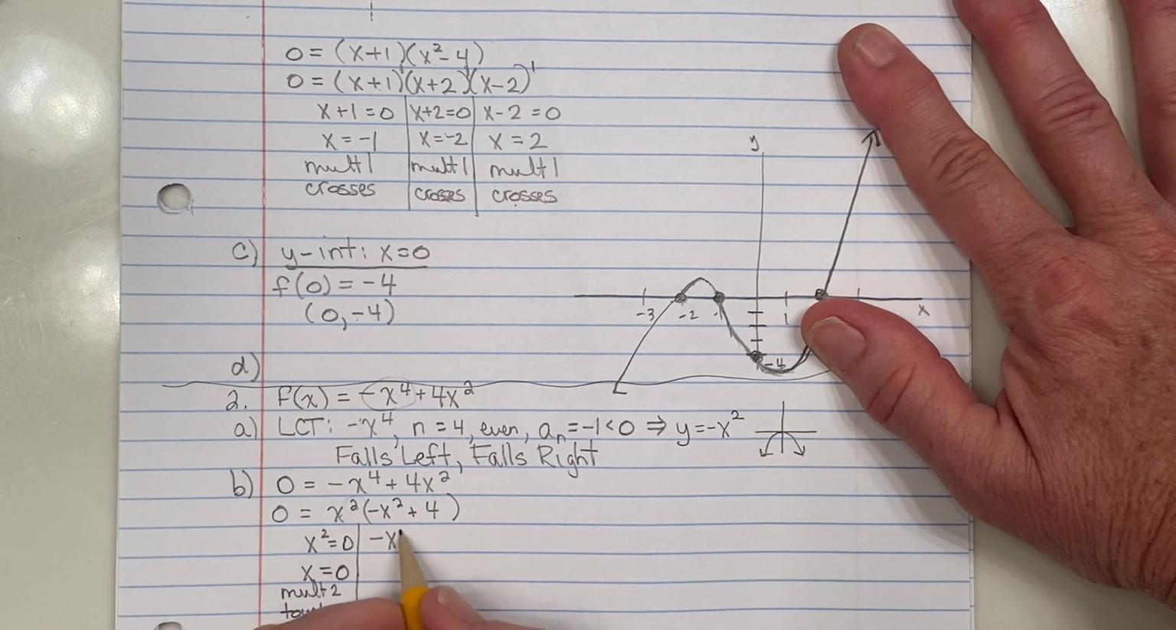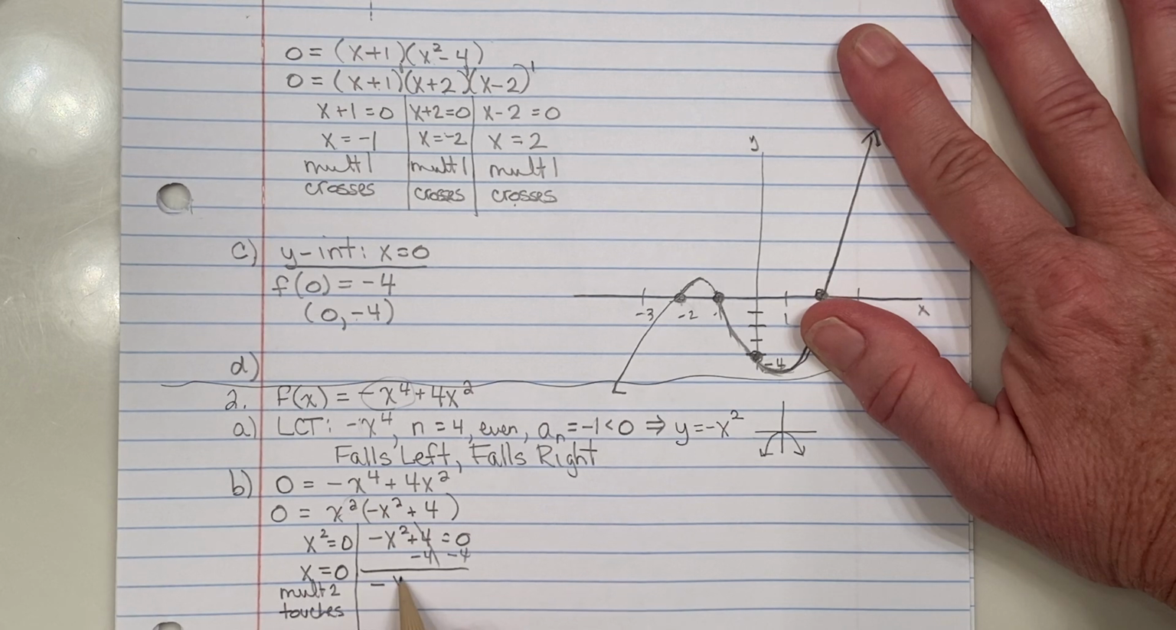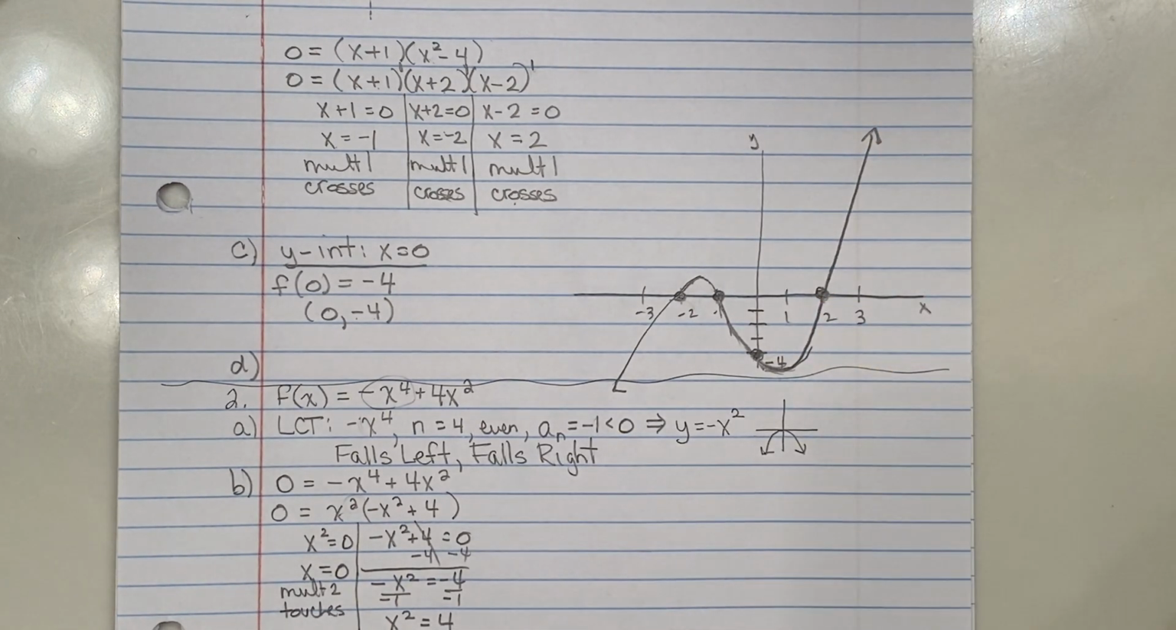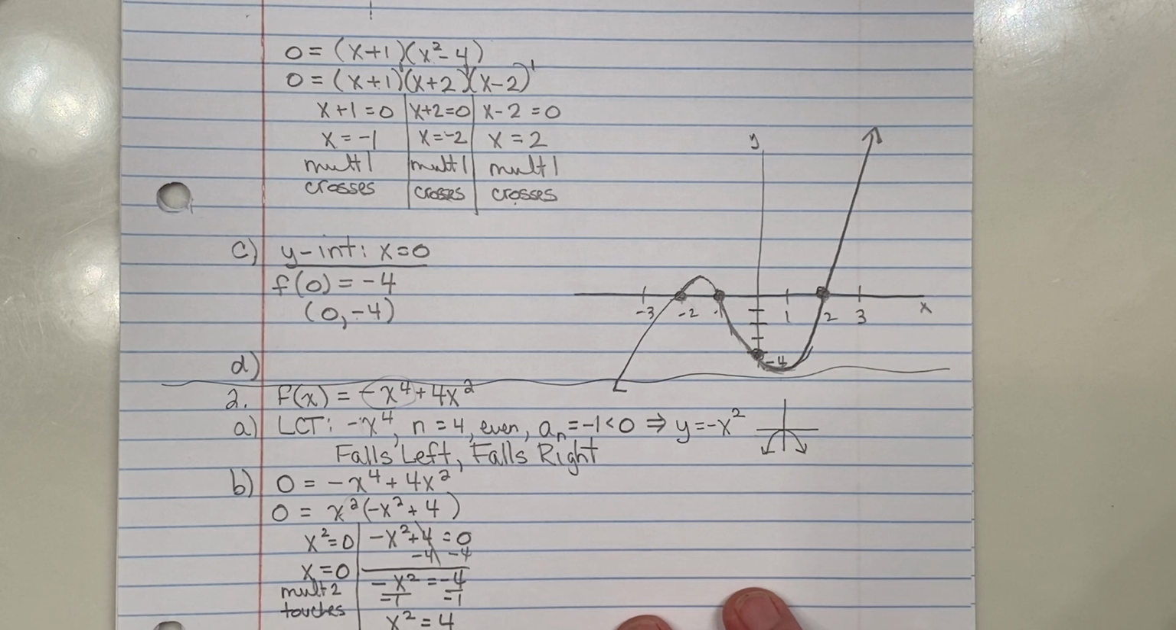All right, let's set this factor equal to 0. So you can subtract a 4. Bring down the negative x squared, negative 4. Let's divide both sides by negative 1. So x squared equals positive 4. Okay, we're going to bring in the square root. And when we're done, hopefully you see when we bring in the square root, we're going to get both positive and negative 2. Each of these only occur once.